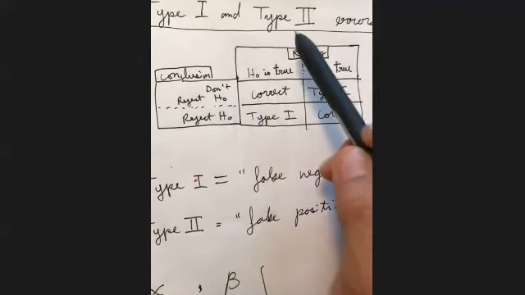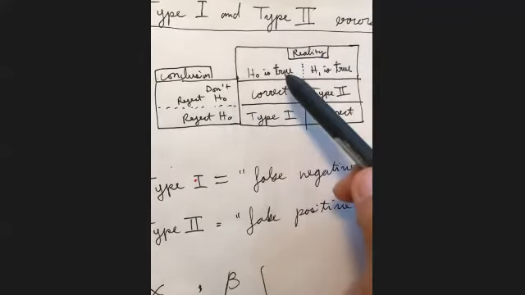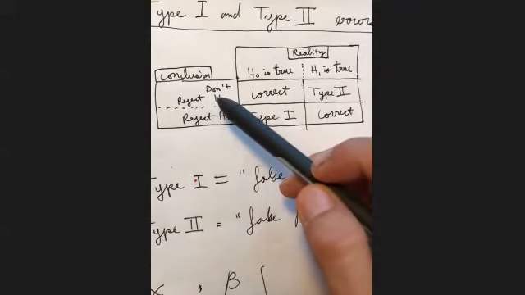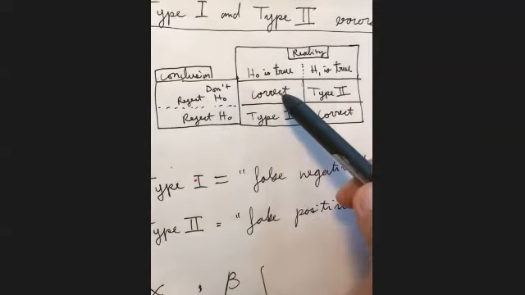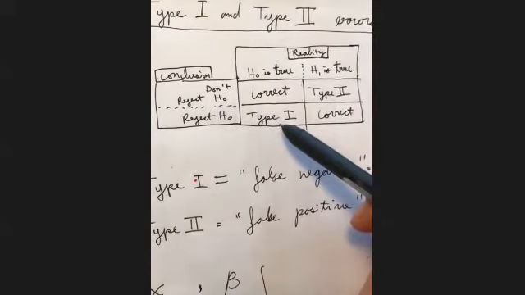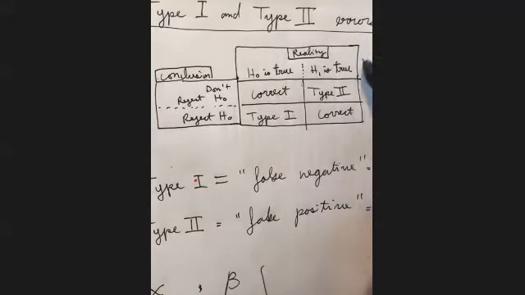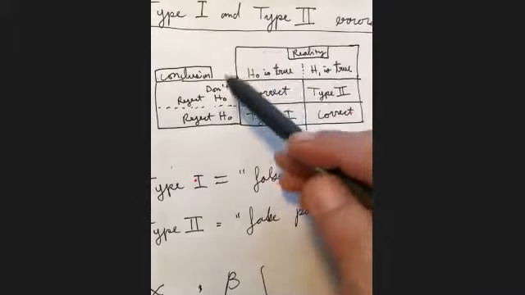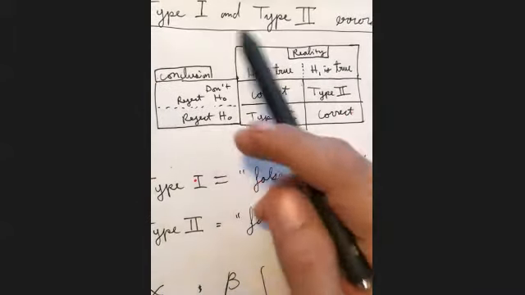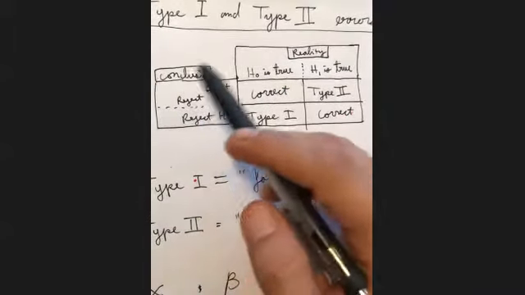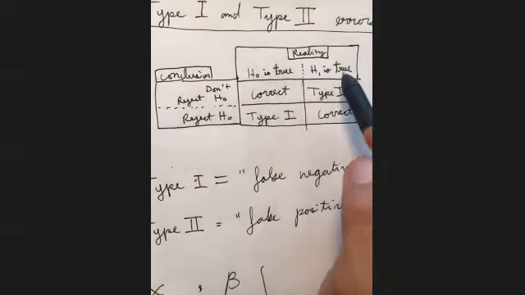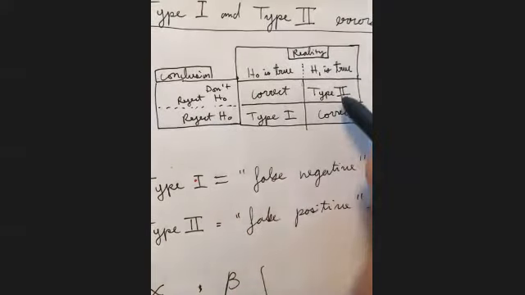So in reality, H0 is true. Either we fail to reject it, which would be correct, or we reject it, which would be a type 1 error. Alternatively, the alternative hypothesis could be true, which would imply that H0 is actually not true, but nevertheless, we don't reject H0. So even though the alternative is true, we fail to reject H0, and this is what we call a type 2 error.